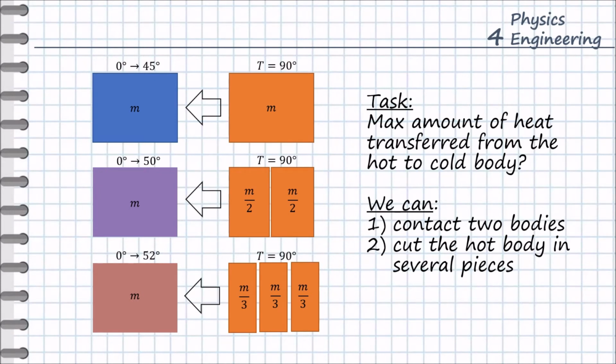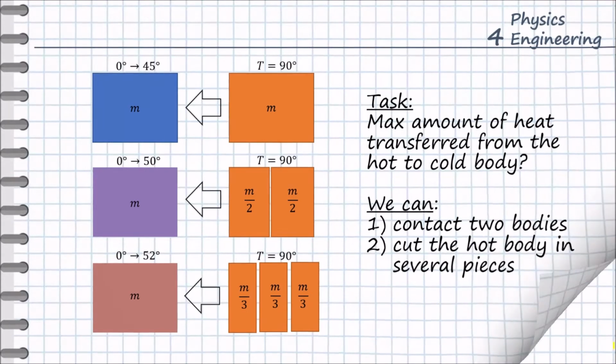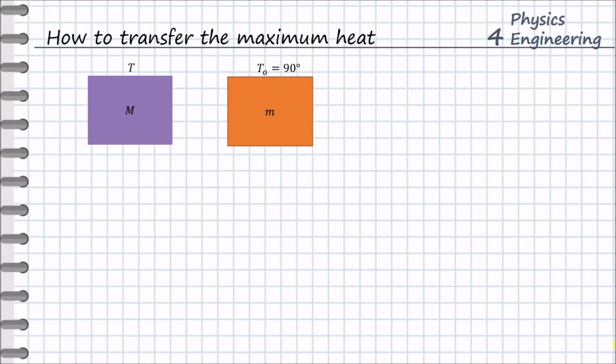So obviously, if you keep doing the same thing, transferring the heat from the hot to the cold box, and cut the hot box into more and more pieces, then we can achieve a higher and higher temperature of the cold box. So now the question is, what is the maximum amount of heat which can be transferred from the hot to the cold body, if we can contact these two bodies and we can cut the hot body into several pieces? So let us now solve this problem. Again, we have two boxes.